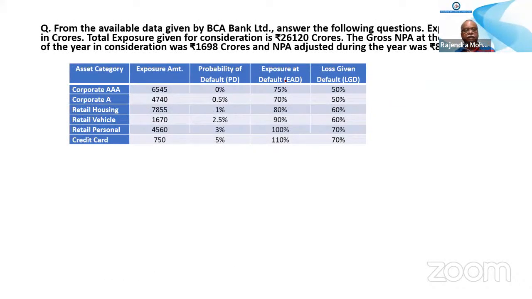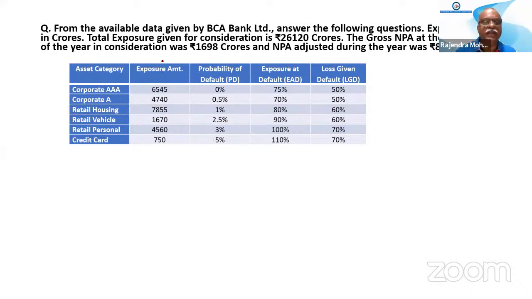From the available data given by BCA Bank Limited, answer the following questions. Exposures are in crores. Total exposure given for consideration is 26,120 crores. The gross NPA at the beginning of the year in consideration was 16,980 crores. And NPA which is adjusted during the year is 832 crores. And these are the information given.